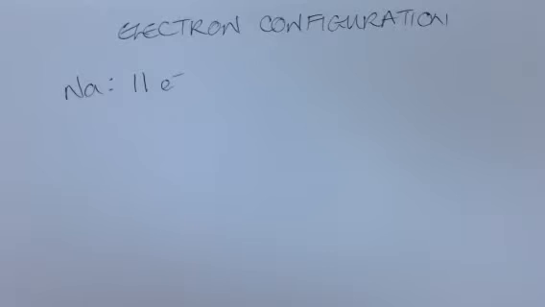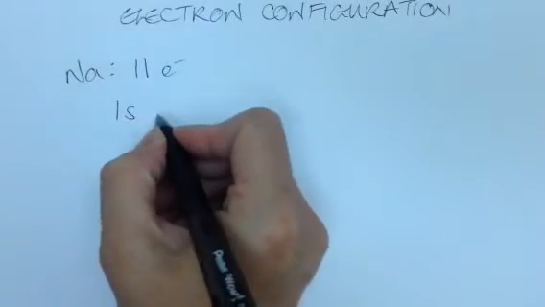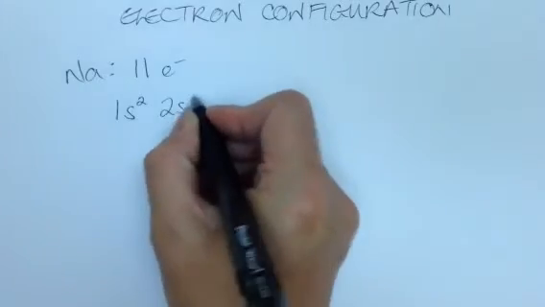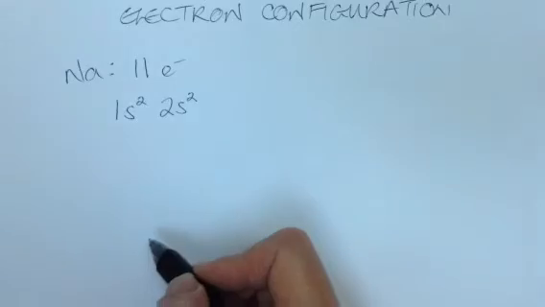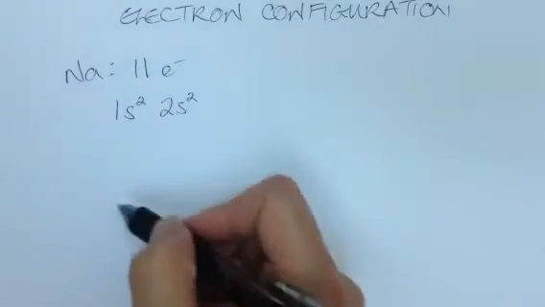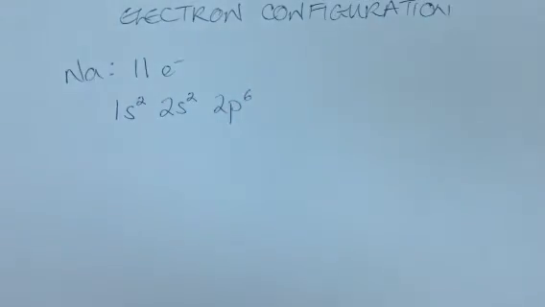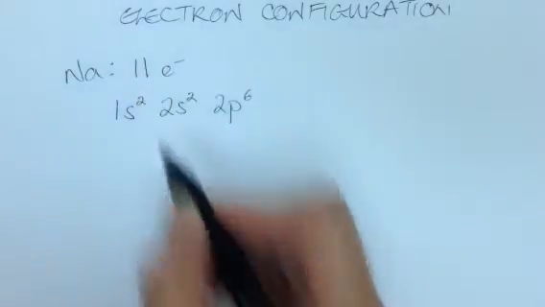Let's do sodium. Sodium has 11 electrons. So we'll start in our lowest energy sublevel, which is 1s, and it can hold 2 electrons. So we write that as 1s2. Now that sublevel's full, we move on to the next one, 2s, and it can hold 2. So we've assigned 4 of the 11 electrons. So we just keep on going till we've assigned all 11. So after 2s, we have 2p. P's can hold 6. So far we've assigned 10: 2, 4, 10. So now we have 1 left over.